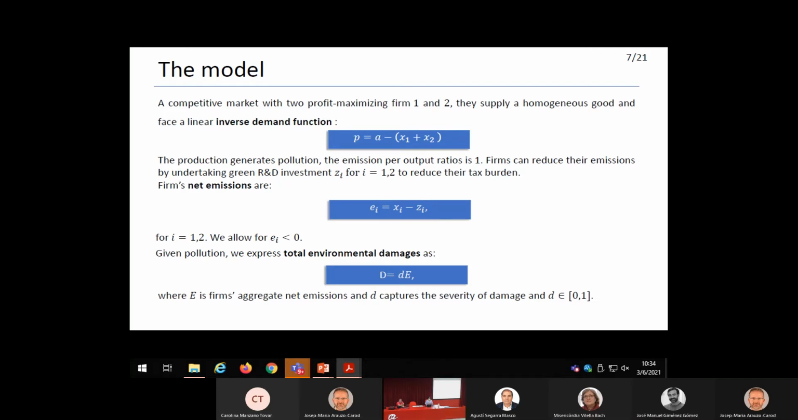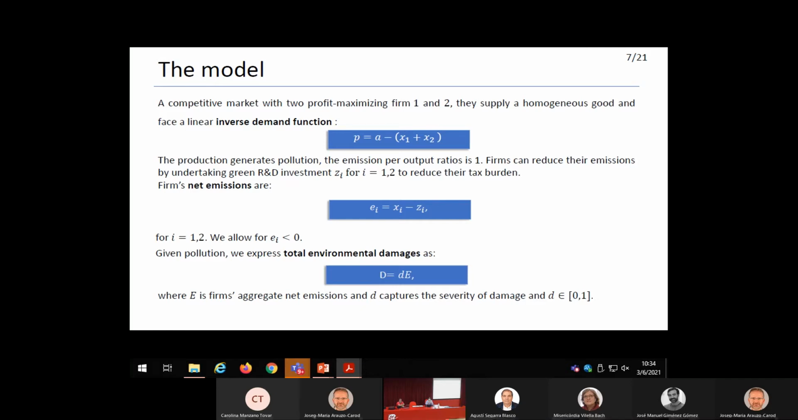And we assume the production generates pollution, and the emission per output ratio is assumed to be equal to 1. And then firms can reduce their emission by undertaking green R&D investment. So we define firms' net emission as firms' output minus firms' green R&D investment. And we allowed the firm's net emission to be negative.